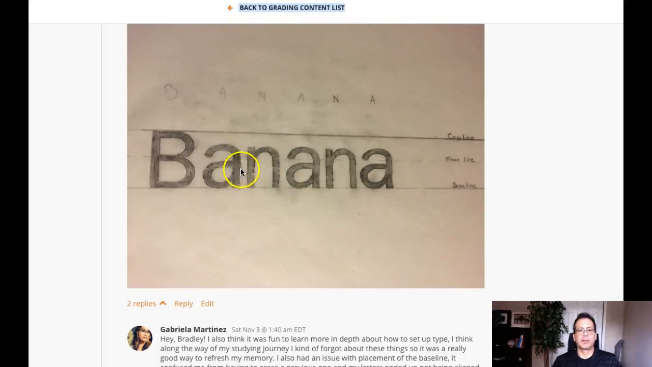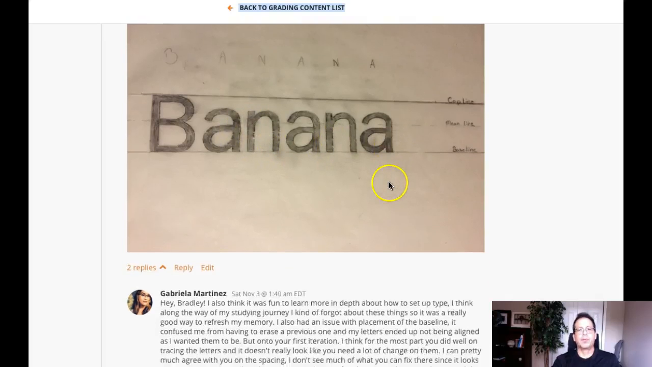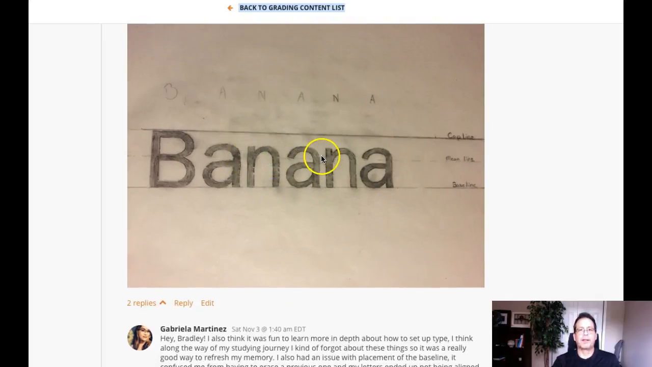So in this particular case, the narrowest distance would be between the B and the A. The next narrowest distance would be between the N and the A. And the widest distance would be between the A and the N. Okay, so those are my recommendations moving forward. Otherwise, I think the craft is good.